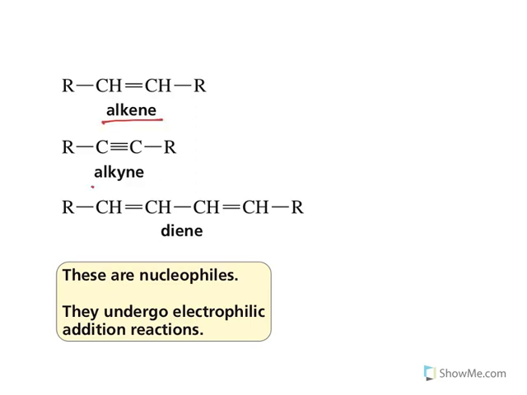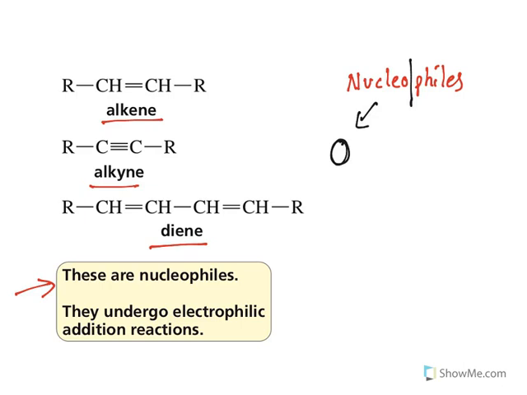Getting into the double bonds, we have alkenes, and we have dienes. These are nucleophiles. Let us understand what we mean by nucleophiles. Let us break down the word. Nucleo: what do you mean by nucleo? Nucleus. What do you have inside the nucleus? A positively charged proton and a neutron. So when you see the charge, the nucleus has a positive charge. So nucleo means positively charged one.